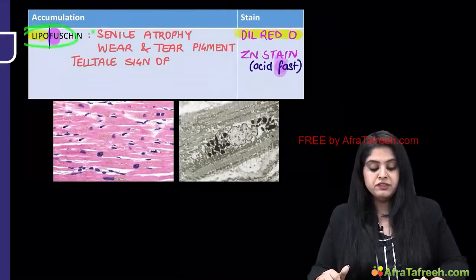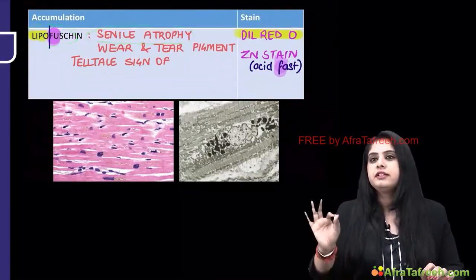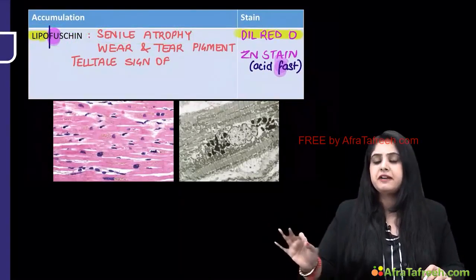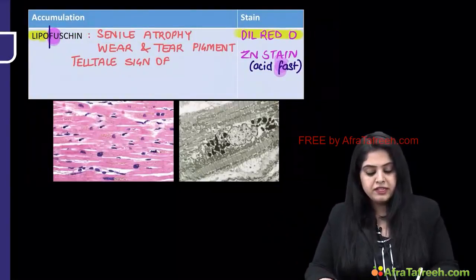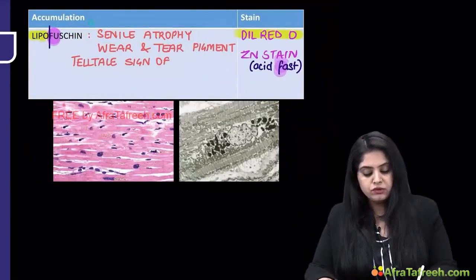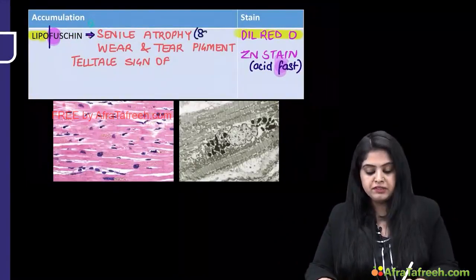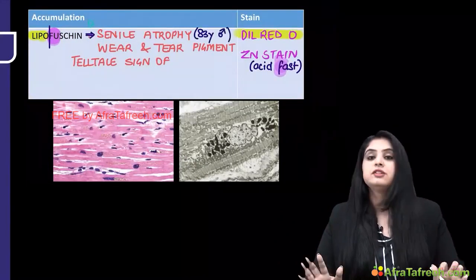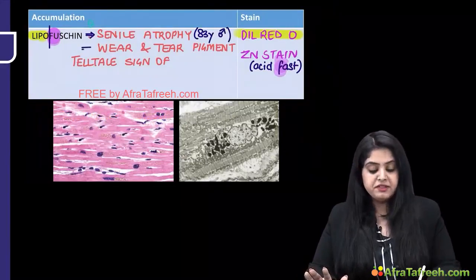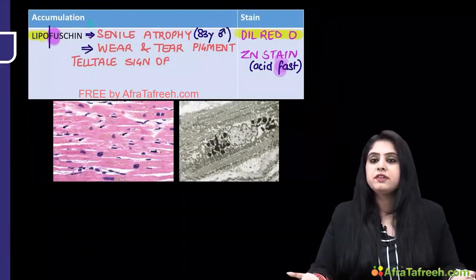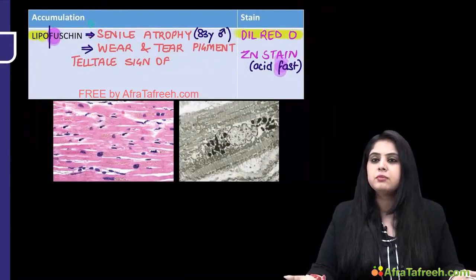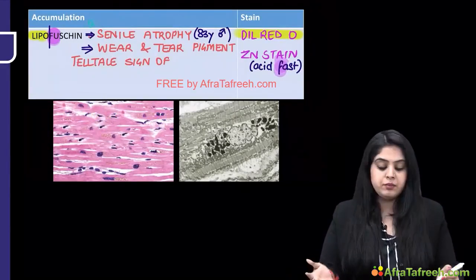Lipofuscin is something that you will see in old age. You will always see an 83-year-old man, an 85-year-old man. So you will always get an old age history. This is also known as senile atrophy. Old age. Always remember this 83-year-old male history that you will get. Next, it is a wear and tear pigment. What happens at the age of 83? The person has a lot of wear and tear in the body. So there's going to be a history of wear and tear present.